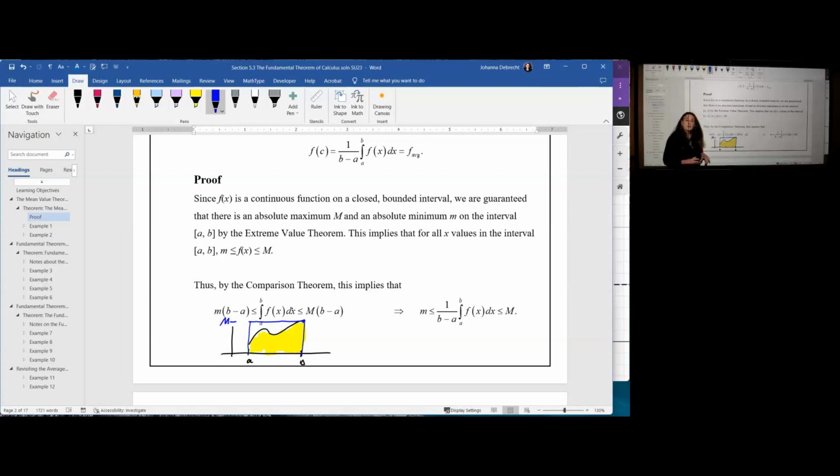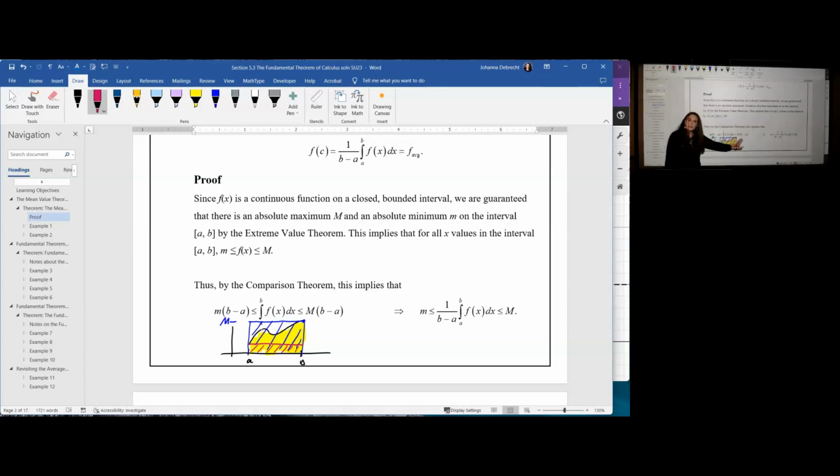There also has to exist an absolute minimum. Let me go ahead and shade the larger area. The absolute minimum actually occurs at the left endpoint. And again, if I find the rectangle with that height and the width b minus a, the area is smaller than the area under the function, which is smaller than the area under the maximum.